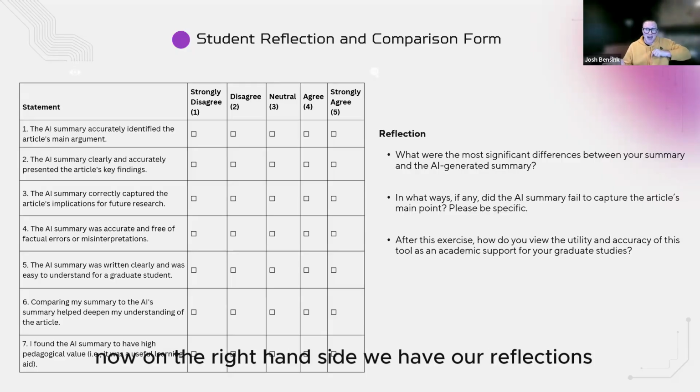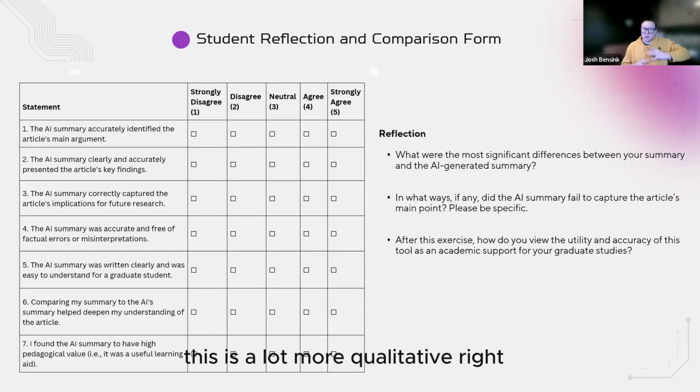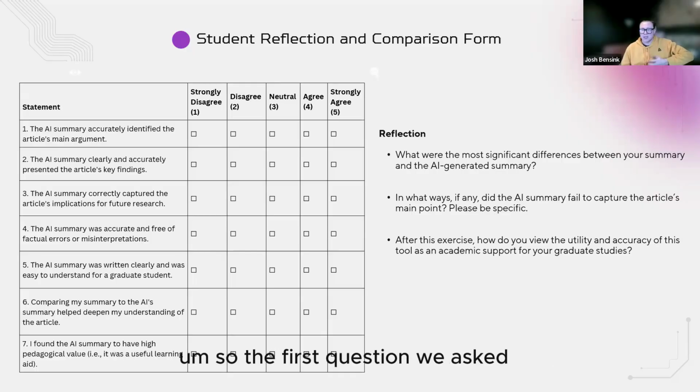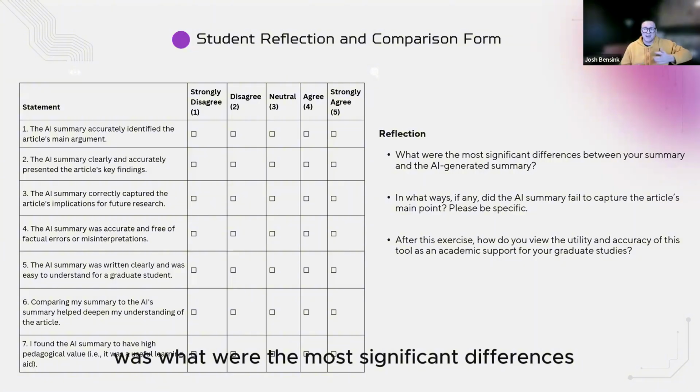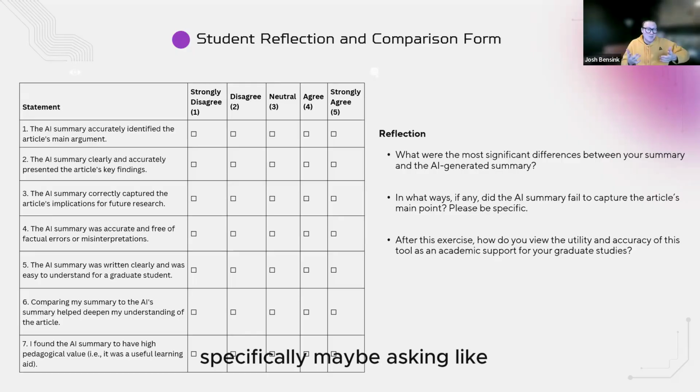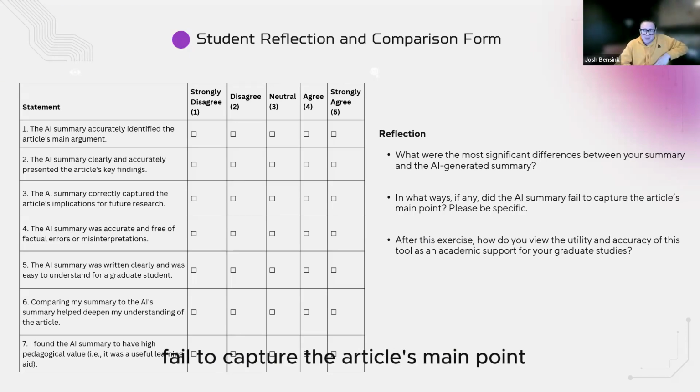Now, on the right-hand side, we have our reflections. This was a lot more qualitative, right? Like open response essay-based data that we were collecting from graduate students. So the first question we asked, maybe one of the largest ones, was what were the most significant differences between your own summary and the AI-generated summary? Specifically, maybe asking like, did you notice a difference, right? And if so, what were they? Second one, in what ways, if any, did the AI summary fail to capture the article's main point?